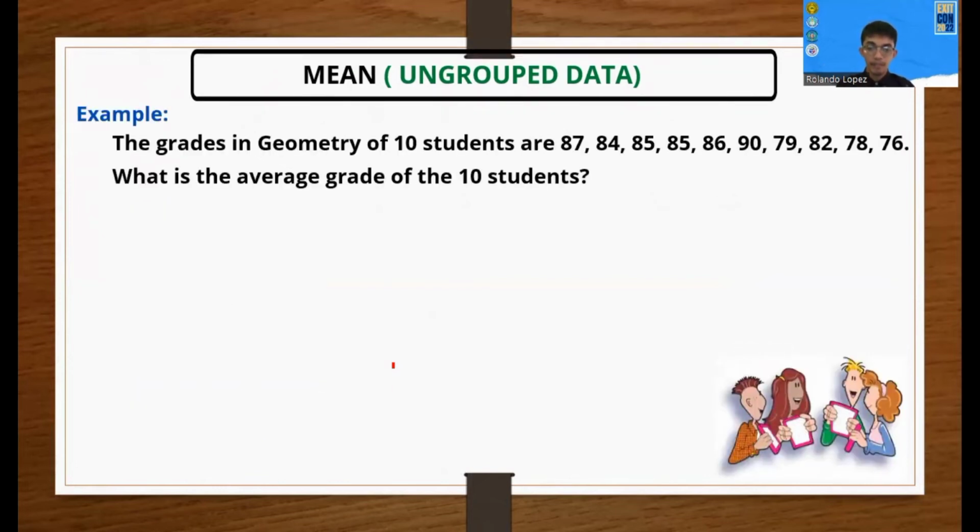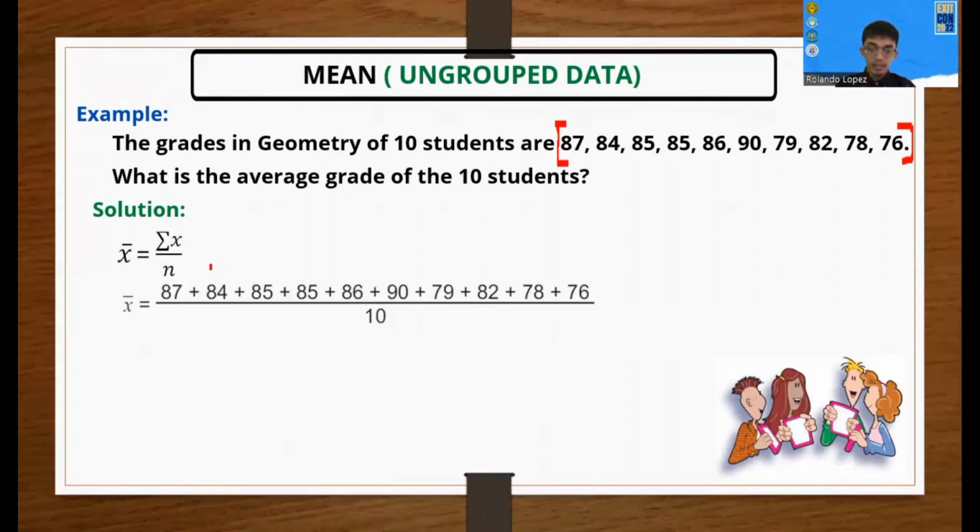Let's have another example of computing the mean, the grades in geometry of 10 students. So this is the data, or this is their score. What is the average grade of the 10 students? Class, in this example, what is the total number of observations? Yes, correct. The total number of observations is 10. So here is our solution in getting the mean. This is the formula of getting the mean.